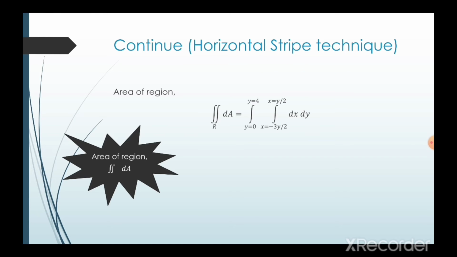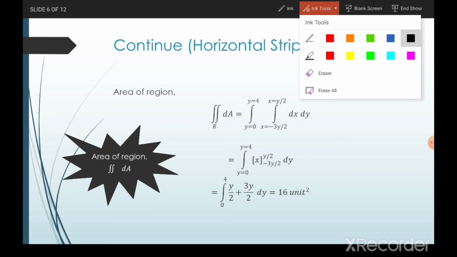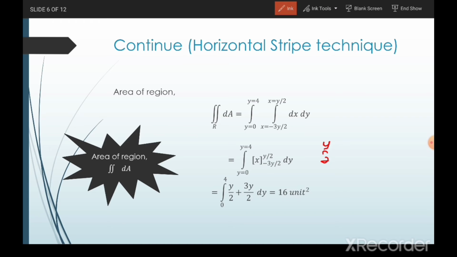Okay, better I show you. We have a solution here. So area of region is equal to double integration dA. Then we include y/2 plus 3y/2 because y/2 minus negative 3y/2, so you get plus here. Then you integrate for dy, then include the intervals.